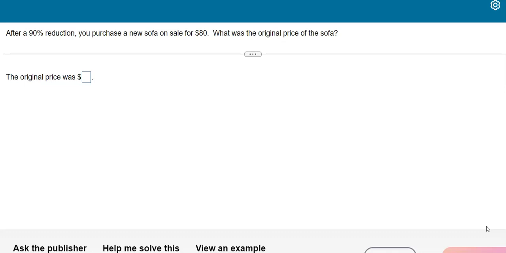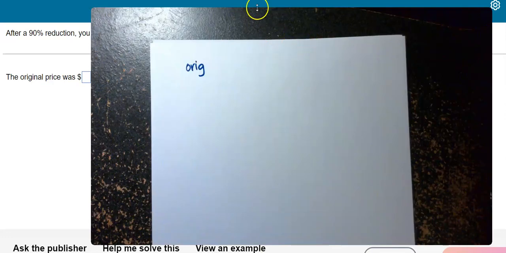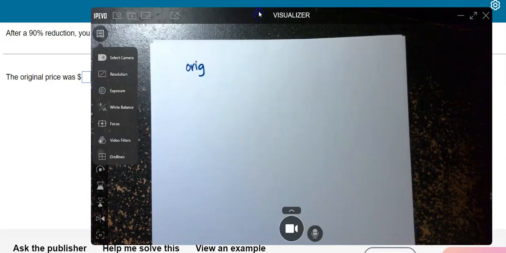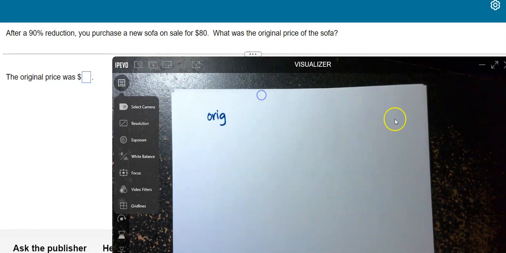It says after a 90% reduction, okay, so that means the price went down by 90%. You purchase a new sofa on sale for $80. What was the original price of the sofa? Okay, so we have the original price, and let me go ahead and move this up and down so you can see both the work and the problem.